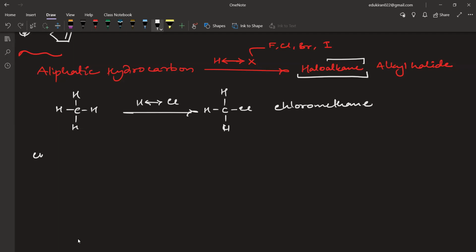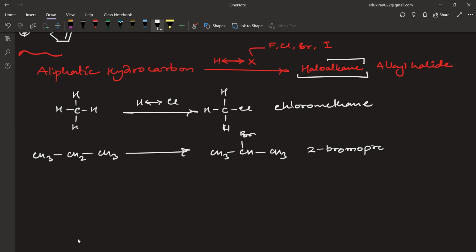Next, if you have CH3, CH2, CH3, and you replace one of the hydrogens, let us replace the middle one, then you will get CH3, CH, CH3, and in place of the hydrogen you have put Br. Now what alkane do we have? Propane, right? So it will be 2-bromopropane because bromo is in the second position. Clear? Yes or no? Please tell me. Yes, sir.